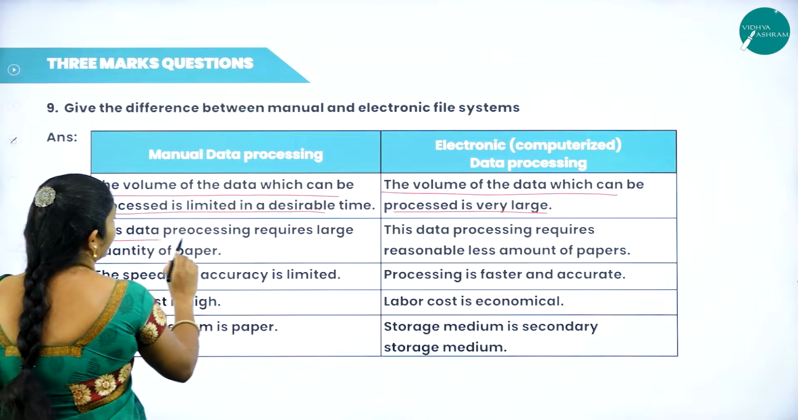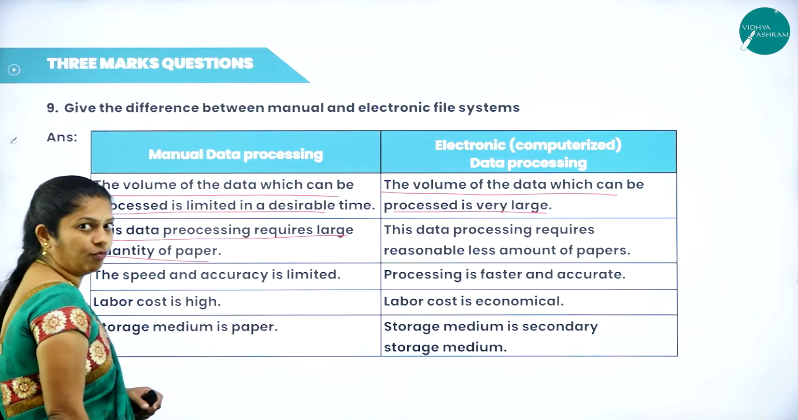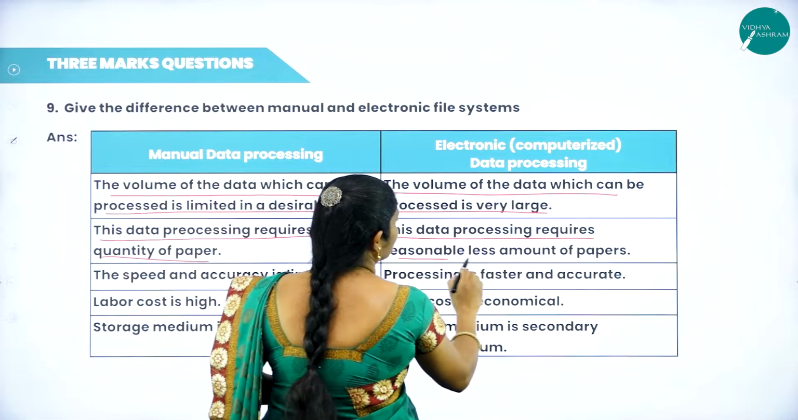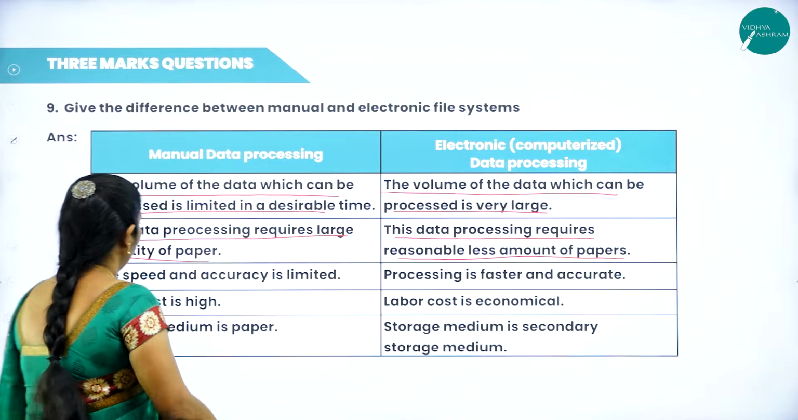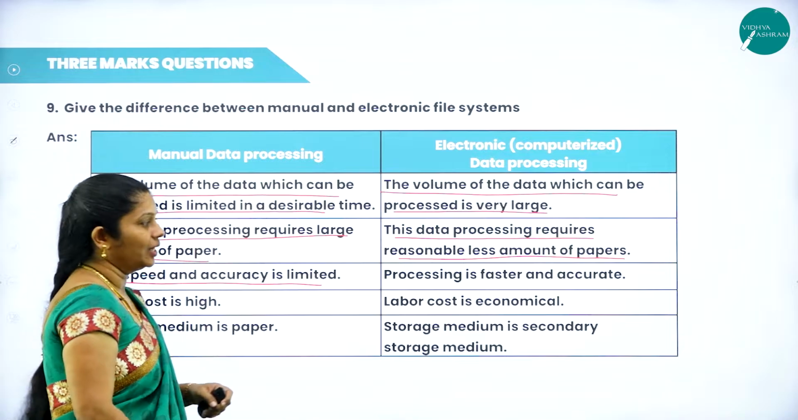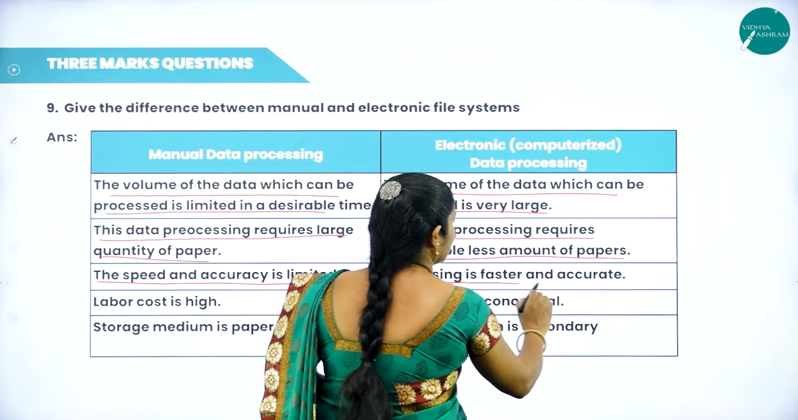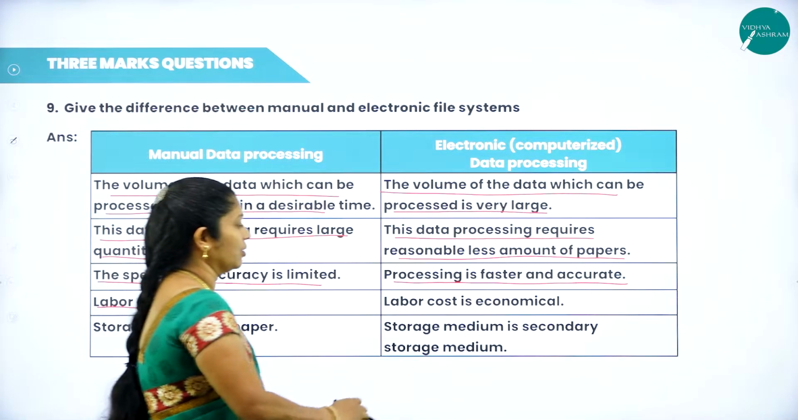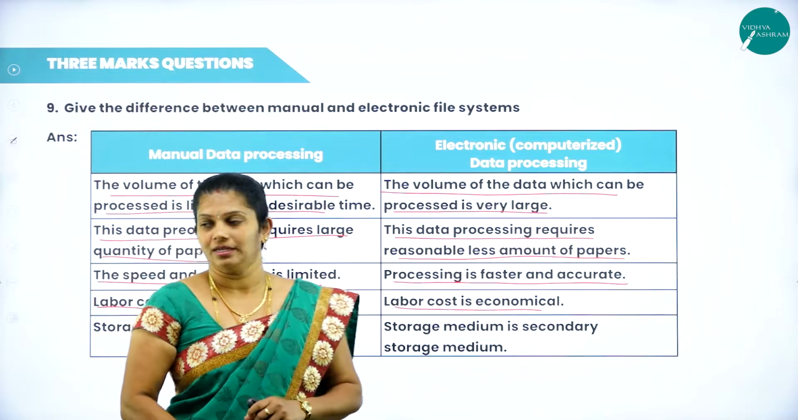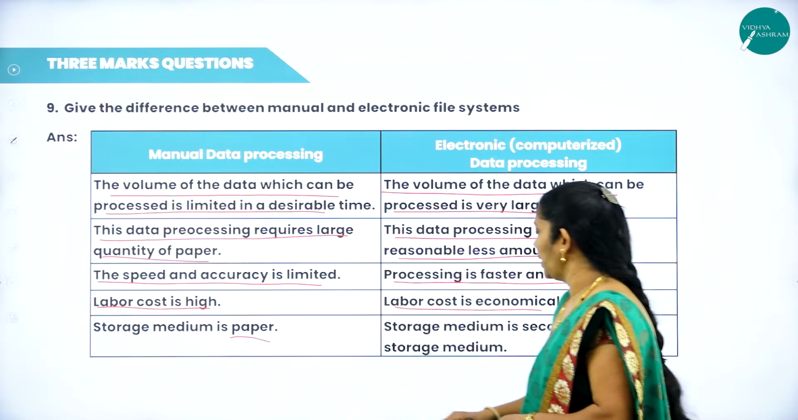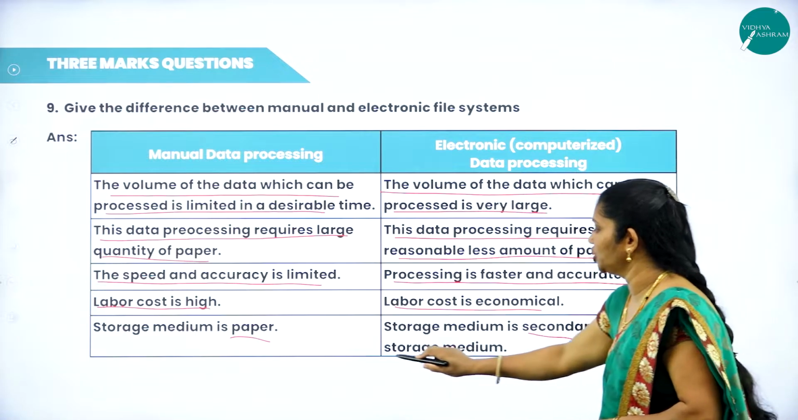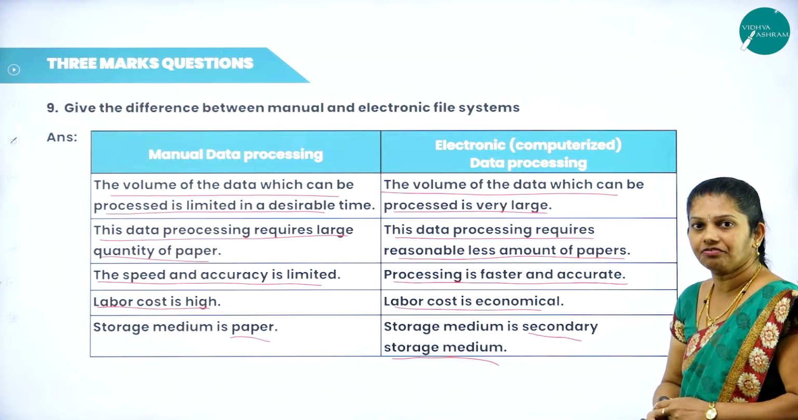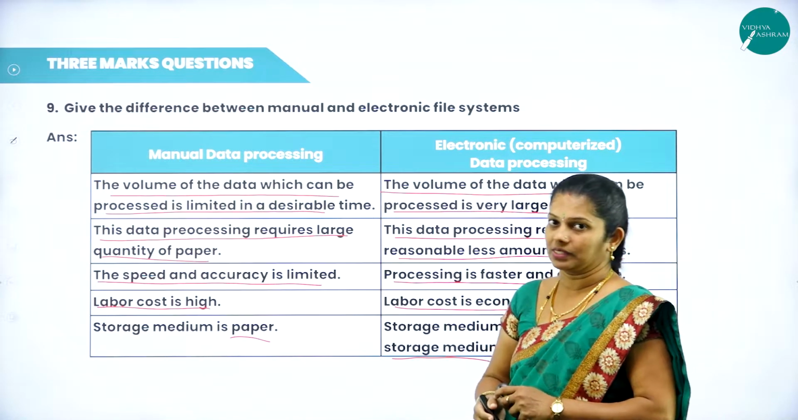In manual, data processing requires a large quantity of papers, whereas here data processing requires a reasonably smaller amount of papers. Then the speed and accuracy is limited in manual, whereas here speed and accuracy are higher. Labor cost is high in manual, whereas it is economical and reasonable here. In manual, the storage medium is paper, and here we are using a secondary storage medium, that is magnetic tape and magnetic disk. This is the major difference between manual and electronic data processing.